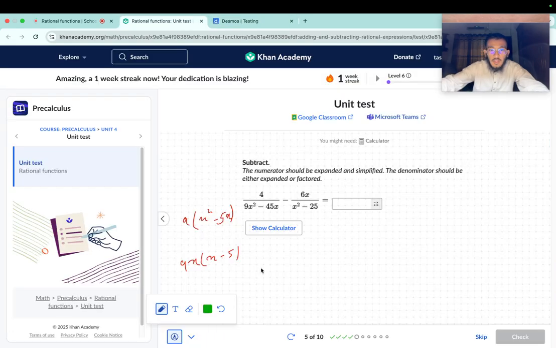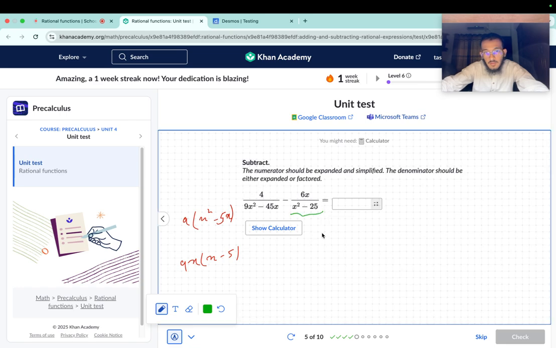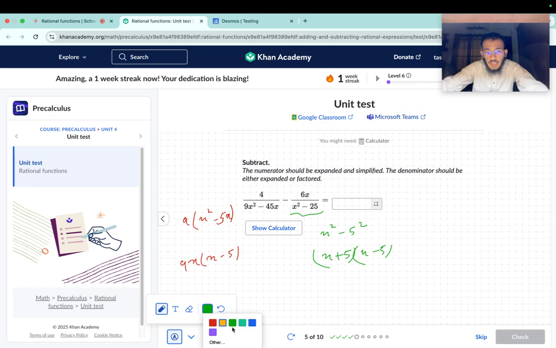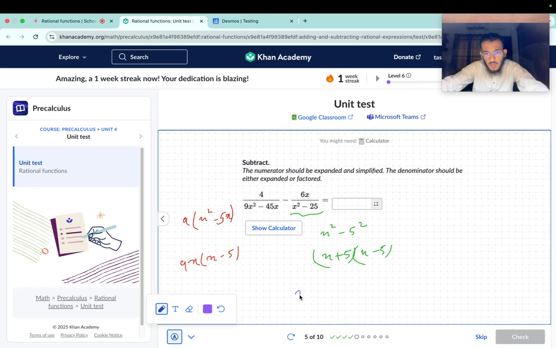This should be fine. As for this, I can write x squared minus 5 squared, since 25 is 5 squared. So a plus b, a minus b, we use that formula. This is what we get when we factorize it. Now, when we're subtracting, we have to find the LCM, or the lowest common multiple, of these two, which is x minus 5, which is common in both.